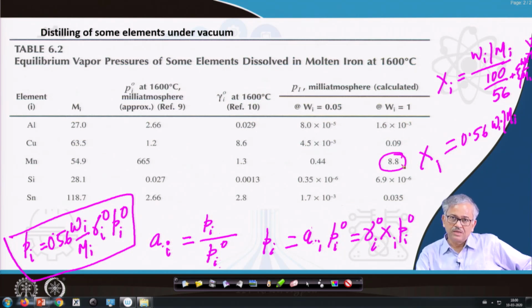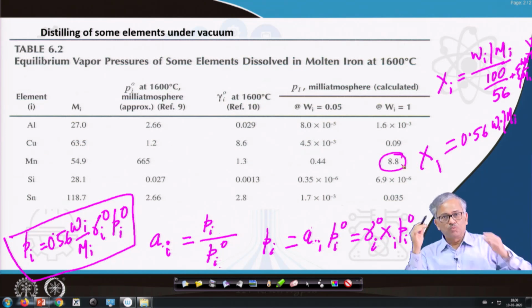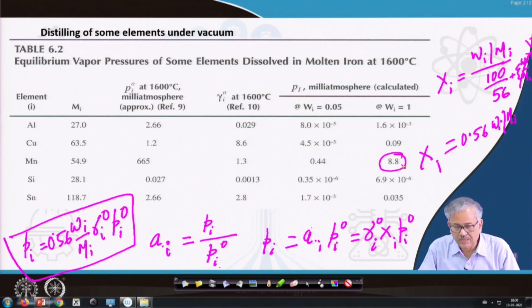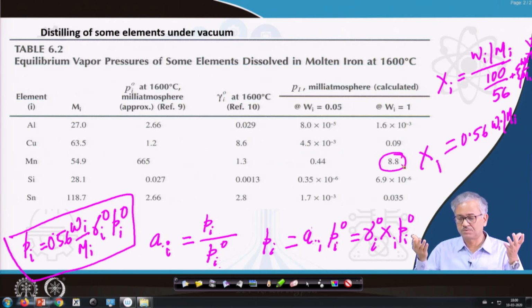So the vapor pressure of manganese is greater than 1 torr at 1600 degrees centigrade, with a bath concentration of 1 weight percent. The vapor pressure of manganese in steel is 8.8 torr. So under 1 torr pressure, manganese is easily vaporizable. It will vaporize because its vapor pressure is 8.8 torr, which is much greater than 1 torr. It will form bubbles and go away from the system because its vapor pressure is higher than the system pressure, that is 1 torr.